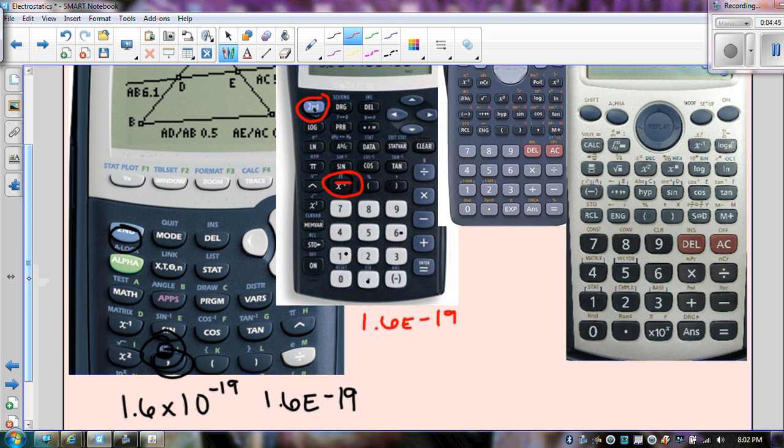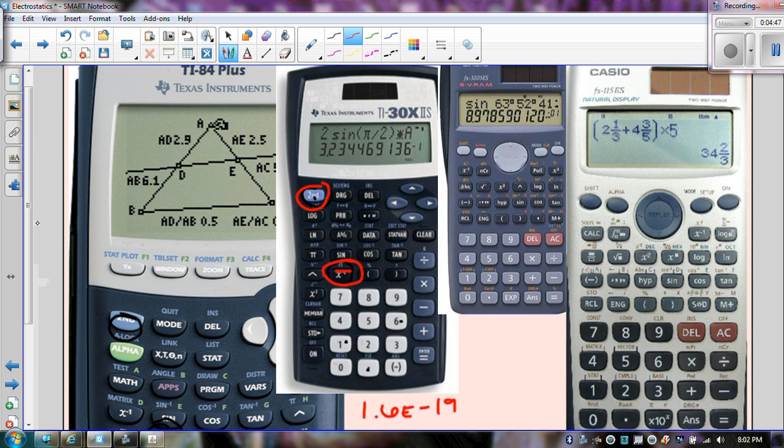If you have a Casio product, the last 2 are Casios, you're going to hit 1.6. And then for this calculator right here, you're going to hit the EXP button right down here. When you do that, it's going to ask you what the exponent is, just like before. You're going to hit the negative button, and then you're going to hit 19 for negative 19. So it's going to actually punch it in with a times 10 in the number.